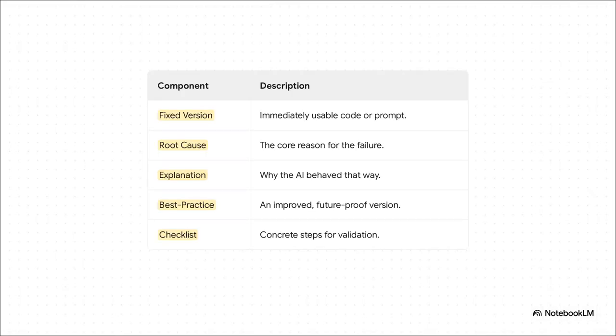Now, this is where the magic really happens. The power of Agent Medic is what it gives you back. It is so much more than just a quick fix. I mean, yeah, you get a corrected version of your code or prompt, which is great, but you also get a full root cause analysis. It tells you the core reason for the failure. You get a clear explanation of why the AI did what it did. You even get an improved best practice version to help you learn and prevent it from happening again. And on top of all that, a debugging checklist with concrete next steps. Everything you get is immediately actionable.